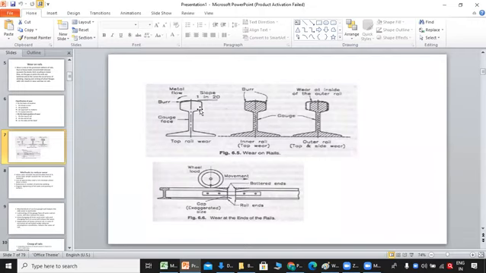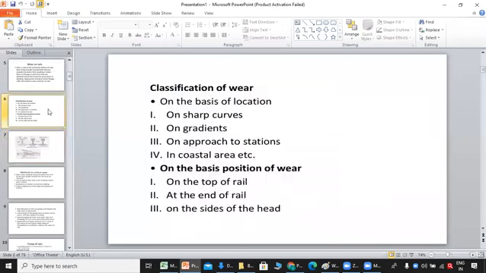This is head, this is web, and this is foot. The top portion is head, the middle one is web and the bottom one is foot. If you see, movement of rail happens only on the head of rail. So wear also occurs in the head, in the top of rail, or in the side of rail. Side of rail means what?